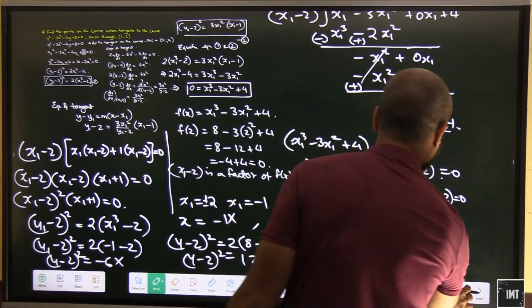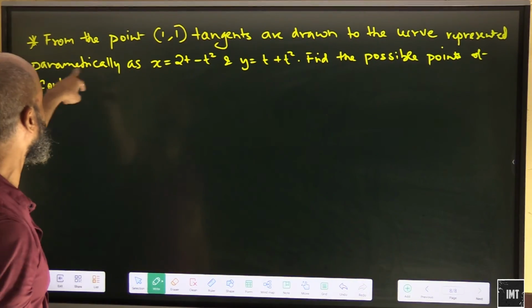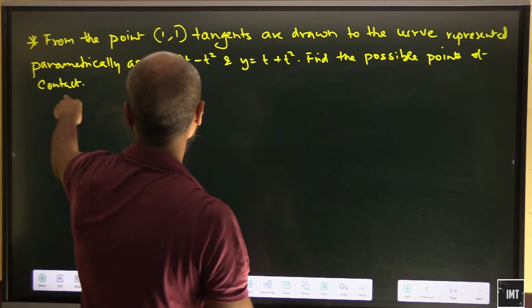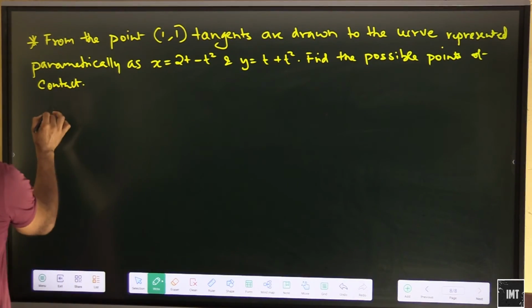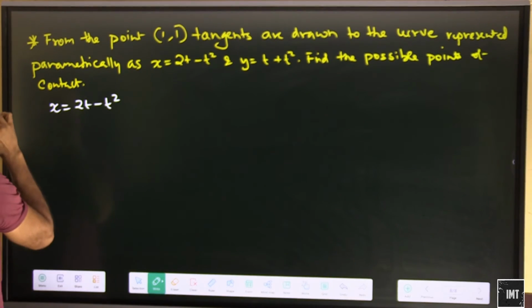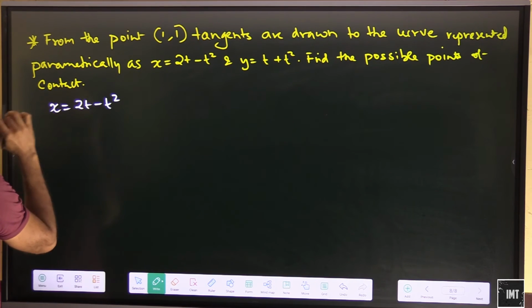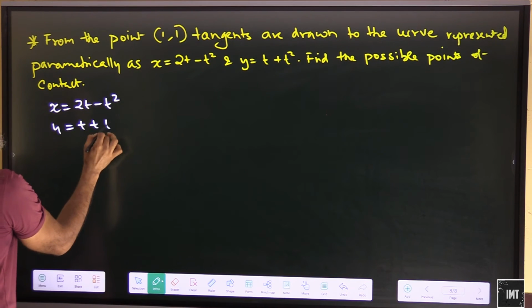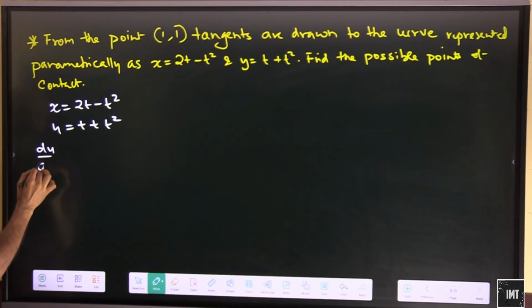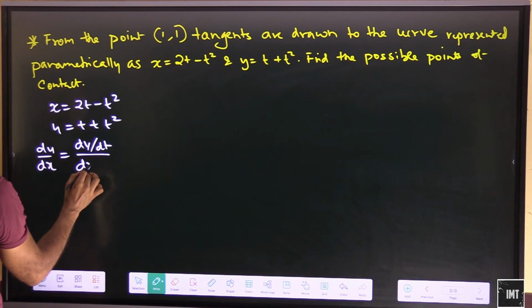Okay, from the point (1, 2), tangents are drawn to the curve represented parametrically as this and this. Find the possible points of contact. So this is an external point. Okay, so we have here x = 2t - t^2. This curve is represented by this equation, and y = t + t^2. So what about dy/dx? We can put it across as (dy/dt) upon (dx/dt).